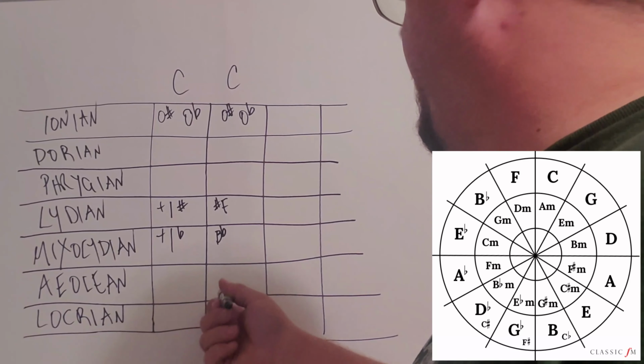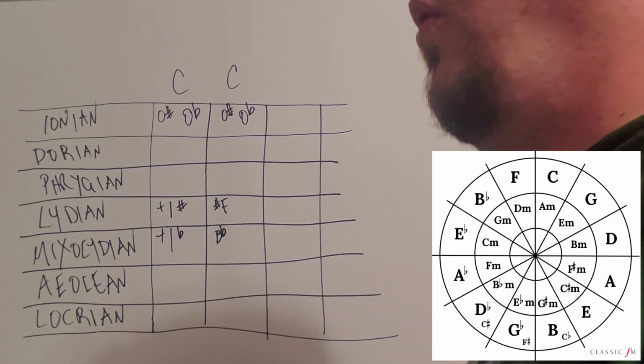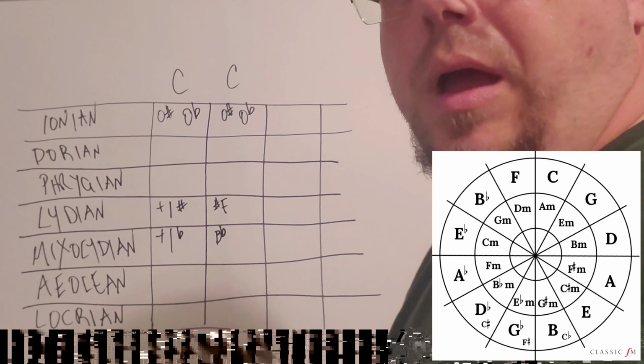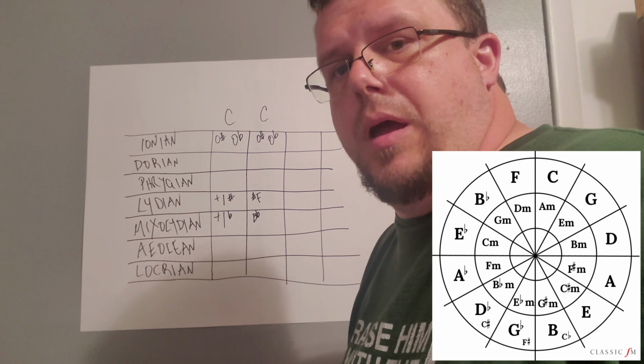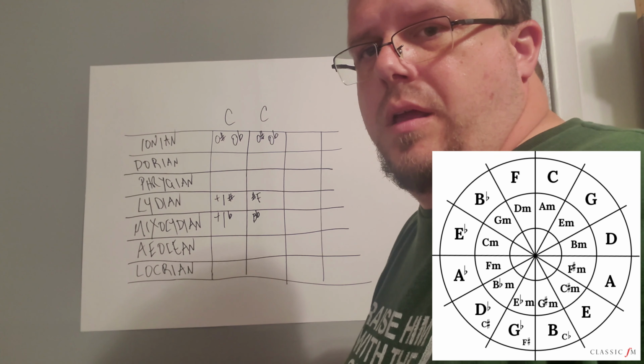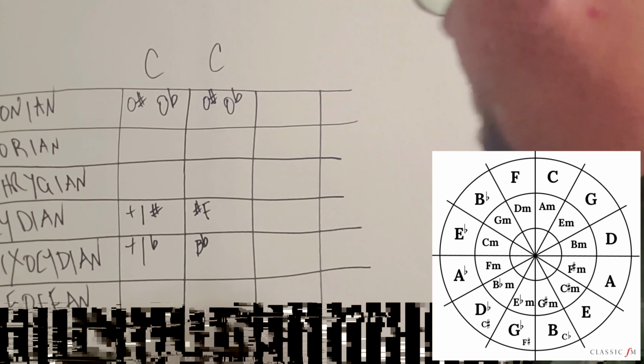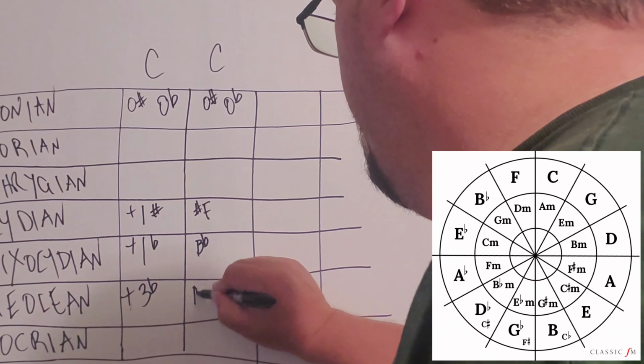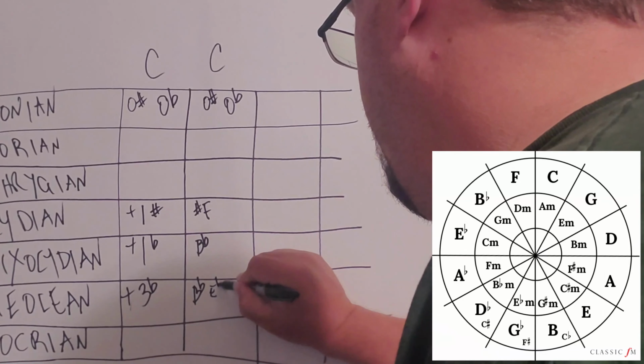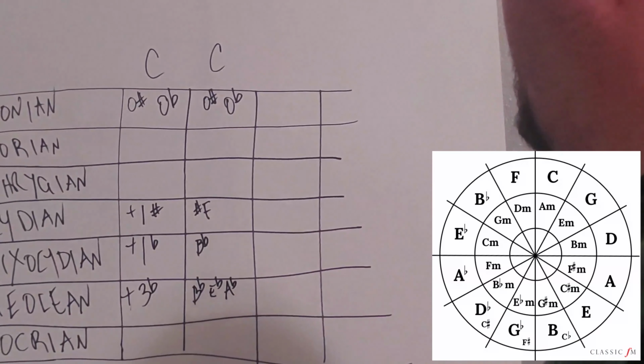Now, what about C Aeolian, which would be C minor? Okay, so what is C minor, the relative minor of what major key? The answer would be E flat. And the key signature of E flat major is 3 flats. So you're going to have a B flat, E flat, A flat.